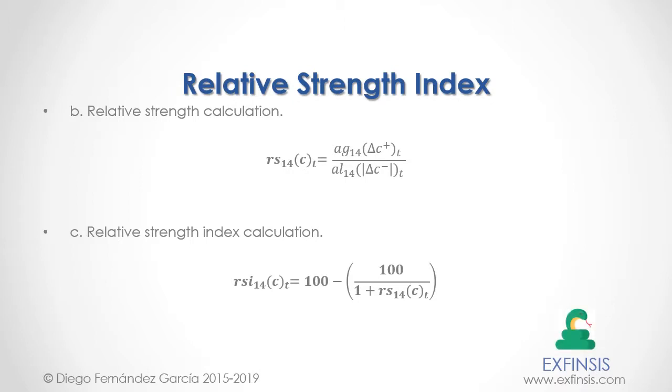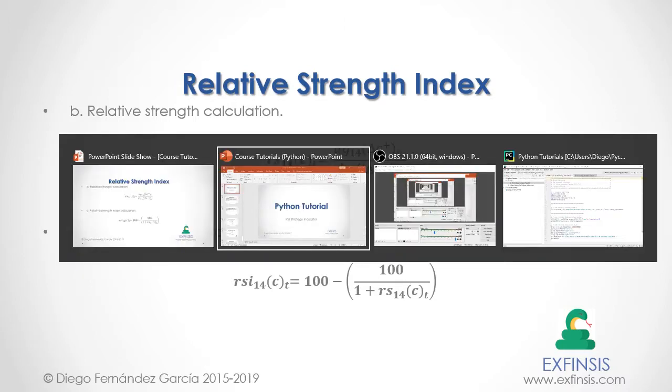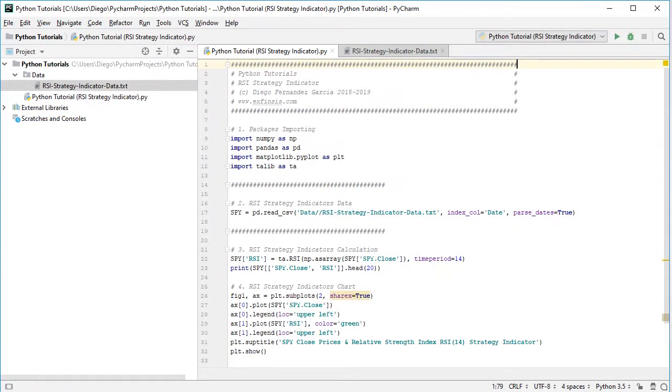Great. So let's go into Python PyCharm IDE so that we can study relative strength index with greater detail. Excellent. So here we are within Python PyCharm IDE. In this tutorial, we'll be working within Python tutorial RSI, or Relative Strength Index Strategy Indicator code file.